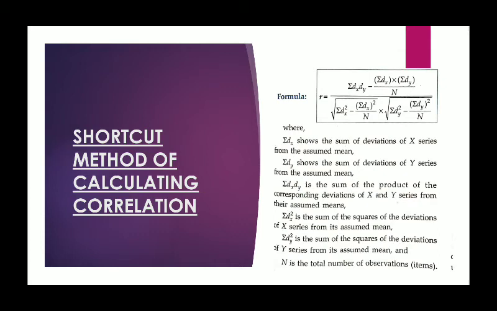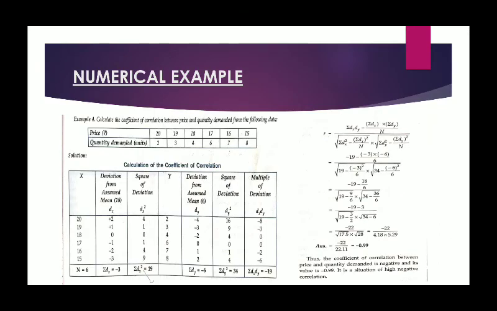In order to understand this also, as we do, we will go to another example. Here you can see another example where we need to calculate the correlation coefficient between price and quantity demanded of the following data. Price is assumed to be x and quantity demanded is assumed to be y. We make the same table as we have done previously. Here we will not calculate the mean, rather we will assume a mean. You can assume any value of x as the mean. In the example I have taken 18 as the assumed mean.